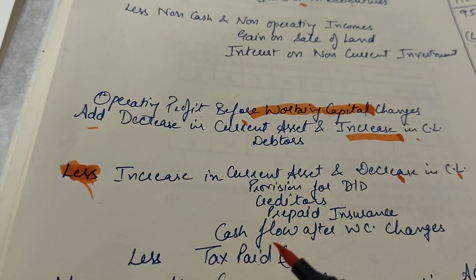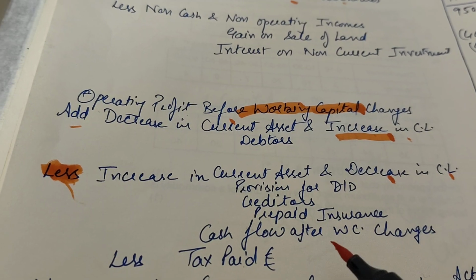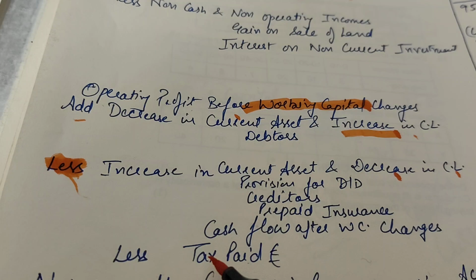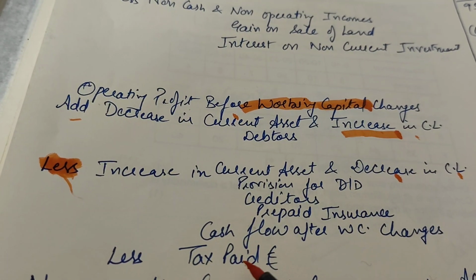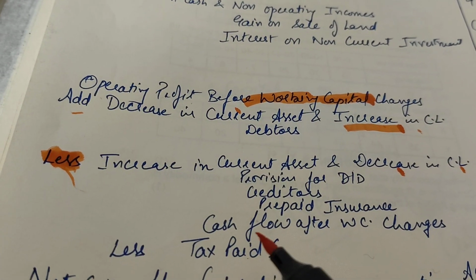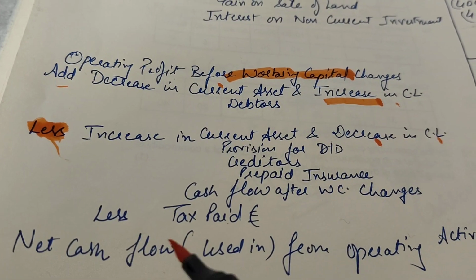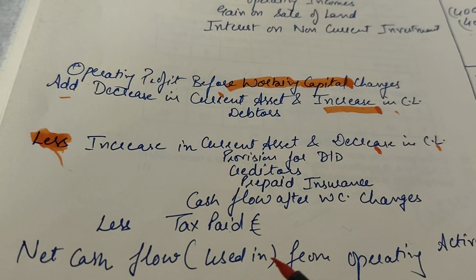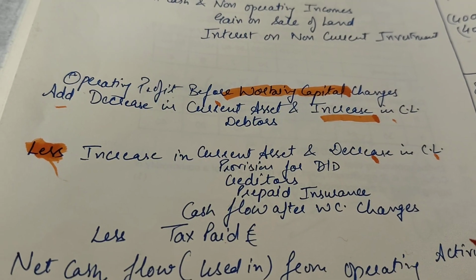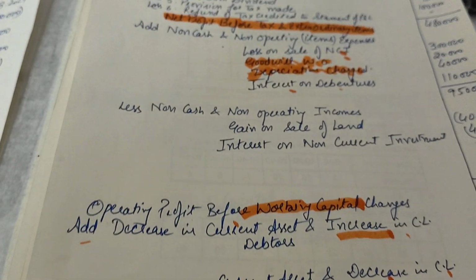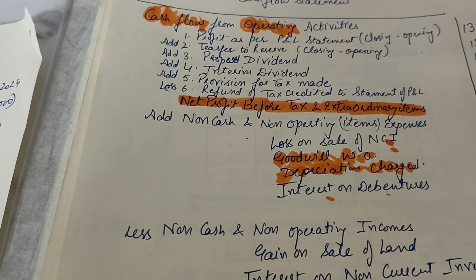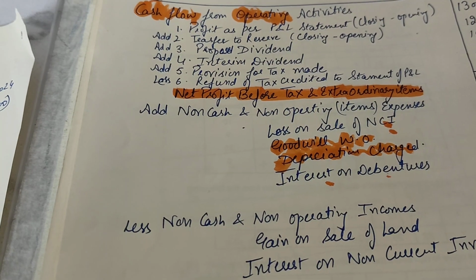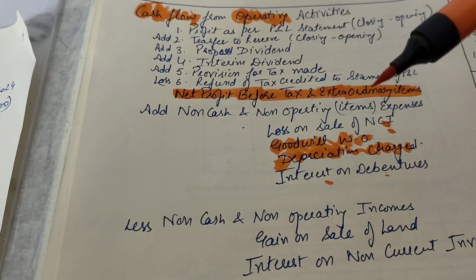After that, from this step we get cash flow after working capital changes, but from this we have to deduct tax paid, if given in the question. Then there would be net cash flow from operating activities if it is positive, or cash used in operating activities if it is negative. So this is how your cash flow from operating activities is calculated. Now we will discuss this in detail for the given question.